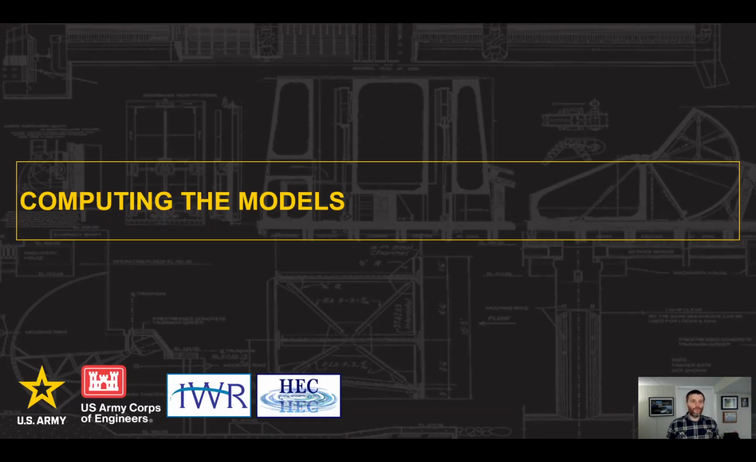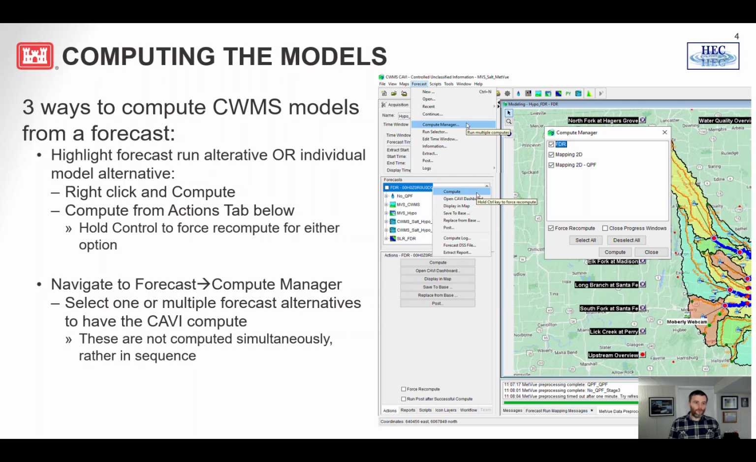So now that we've created a forecast, or we've developed the model runs, let's talk about how we compute the models. There are really three main ways you can compute the models from within the modeling tab. You can highlight the forecast run itself. So in this example in the modeling tree, if we highlight the FDR run and you right click, we can go to compute. That's one way of computing it.